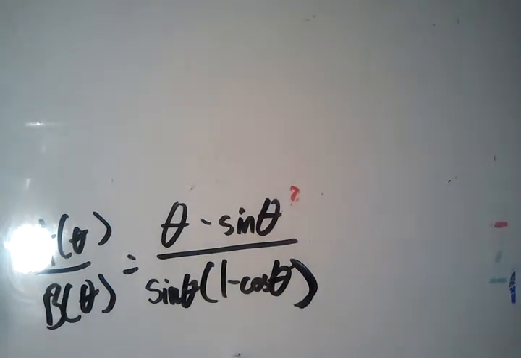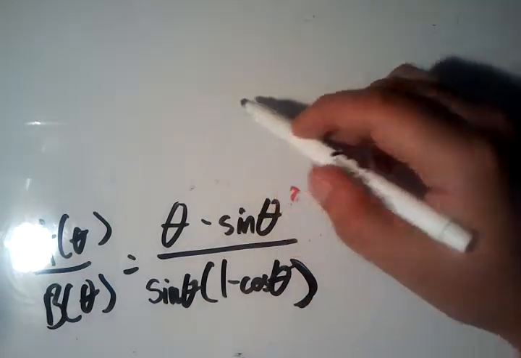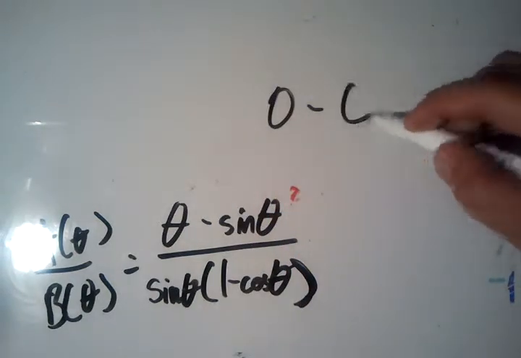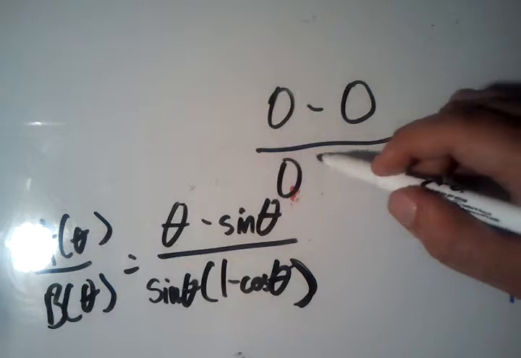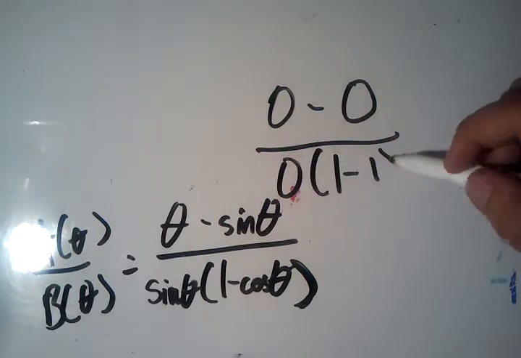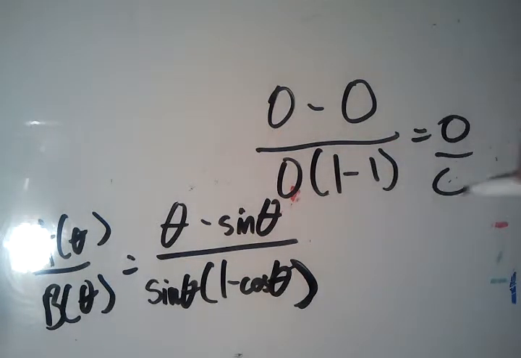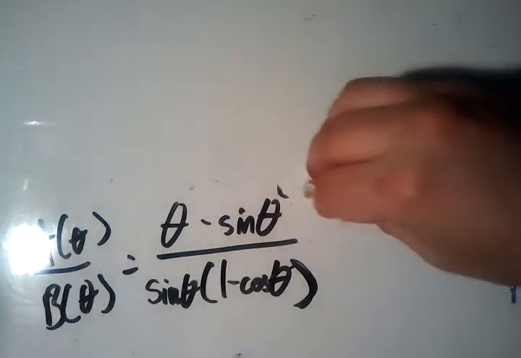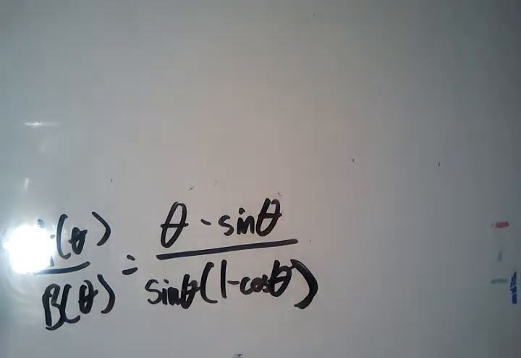So now we need to take the limit as theta approaches 0 from the right. If we just plug in 0 everywhere, we get theta is 0 and sine of 0 is 0, sine of 0 is 0, and 1 minus 1. That's going to give us 0 over 0. So we're going to get an indeterminate form. So by L'Hopital's rule, we're allowed to take the derivatives of the top and bottom to help us.